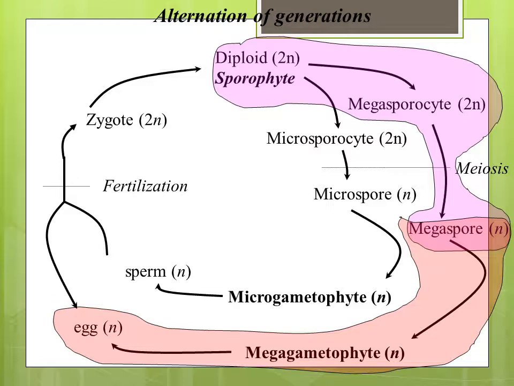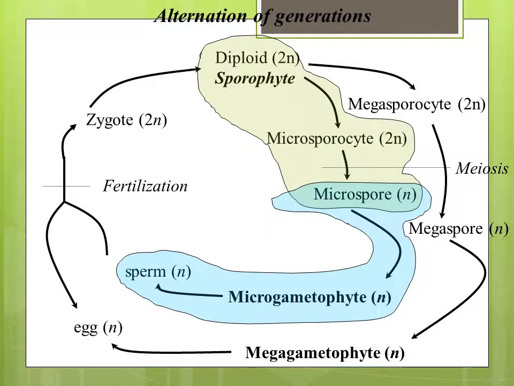This figure shows the process of meiosis. As you can see, the highlighted portion shows how the egg is formed. First, it is formed into a megasporocyte. Then it turns into a megaspore. Then it becomes a megagametophyte, and finally becomes an egg.